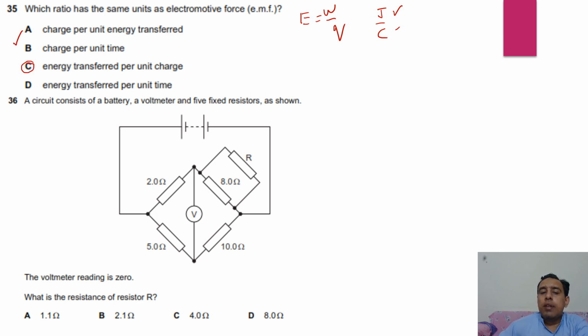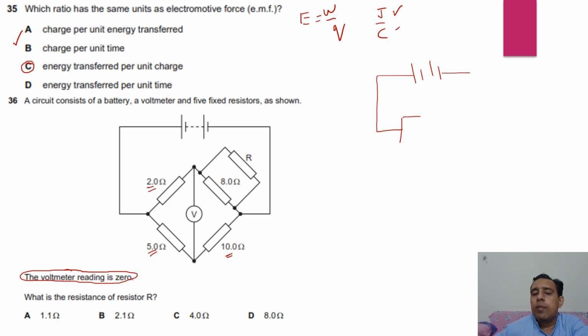Now this question number 36. Here this is a type of Wheatstone bridge, but the most important thing is that the voltmeter shows 0. Voltmeter shows 0 means the voltage of this 2 and 5 is similar, while the voltage of this 10 and the combined voltage of R and 8 are similar. When there is no voltage difference, no potential difference is shown by the voltmeter. We may draw this diagram in this way. Look at here. This is two resistors attached like this one, and this is the voltmeter, and another resistor is attached over there.